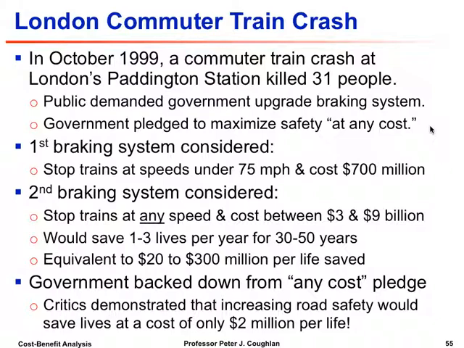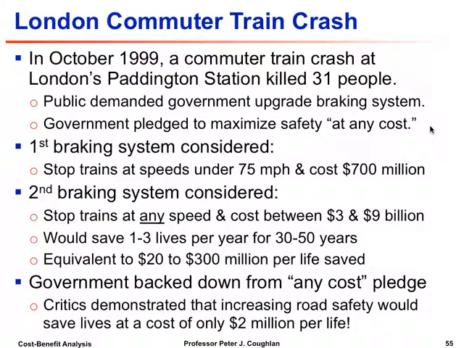The second braking system, though, was better in the sense that it would stop trains at any speed, but it would cost between $3 billion and $9 billion. It would save 1 to 3 lives per year for 30 to 50 years, or in other words, it would cost between $20 million and $300 million per life saved, right?